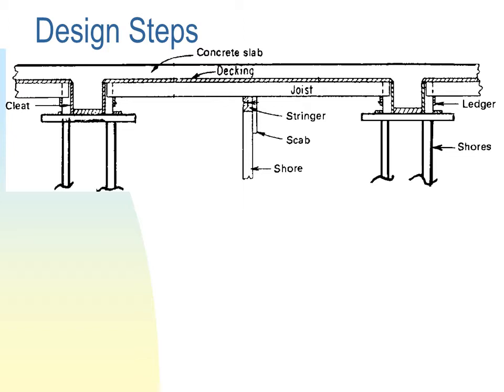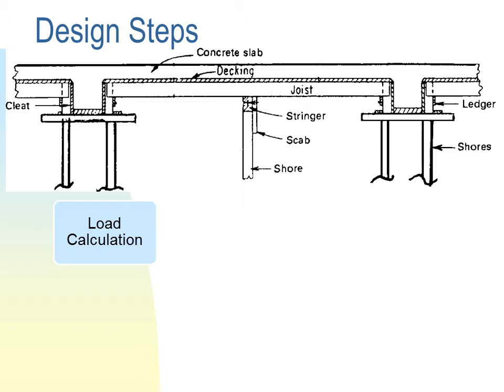Slab formwork system mainly consists of decking, which is either ply form or plywood. This is the thing that's directly in contact with the concrete. Then it is supported by joists, which act as secondary beams. Then the joists are supported by stringers, which act as the main girders. Then the stringers transfer the load to the shores, which act more like columns.